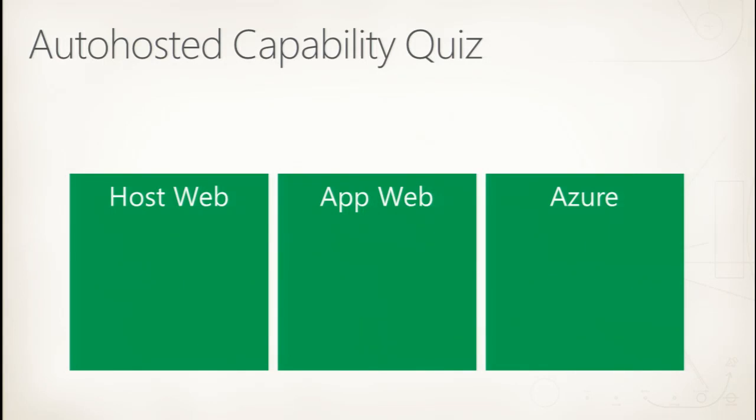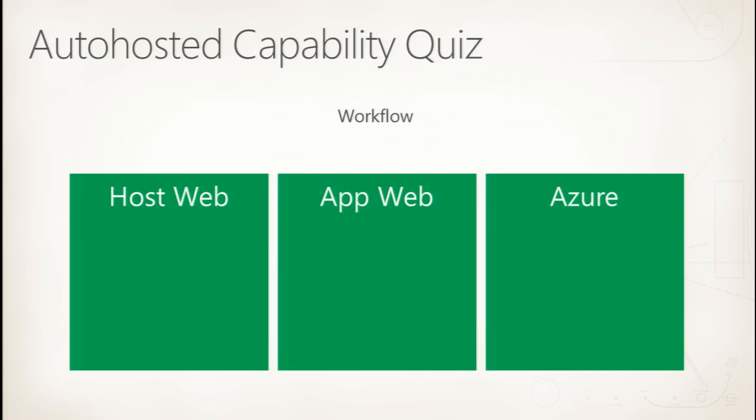So in our different app models, we're going to show you there's a couple parts to it. There's the host web, there's an app web, and then there's the business logic that lives in Azure. I'm going to go through some of the different capabilities and where those capabilities live in the framework. So for example, workflow.